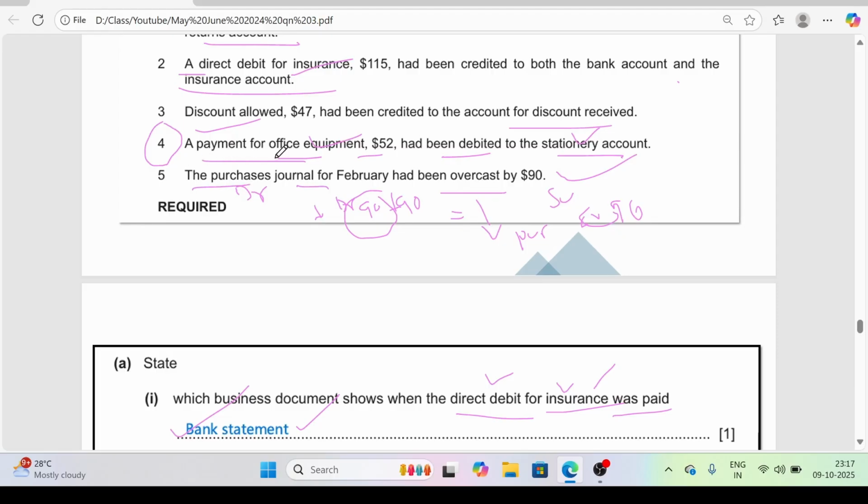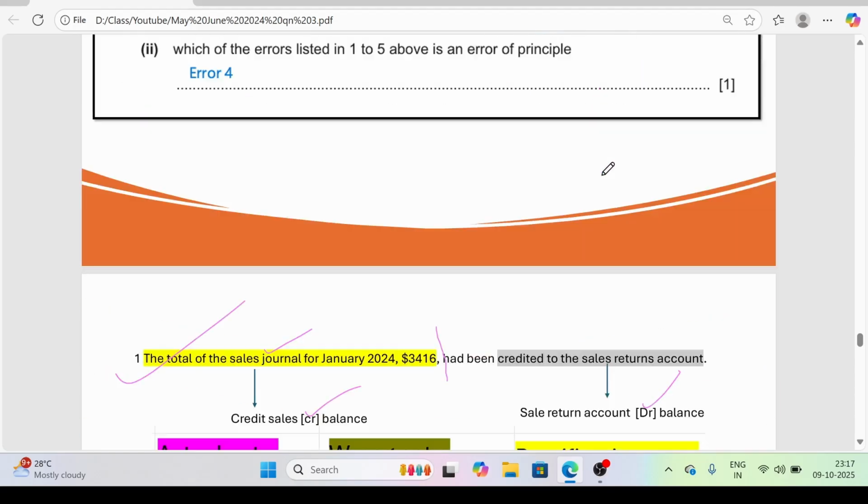Payment for office equipment 52. This is a non-current asset, right? It had been debited to the stationery account. See, the non-current asset amount they added to the expenses. Stationery is an expense, no? So when expenses increase, what will happen? Expenses increase, profit will decrease. To correct that, what are you supposed to do?